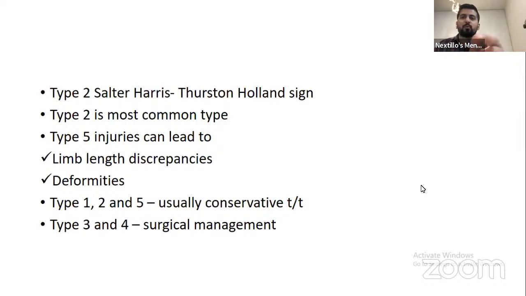Now, type 1, 2, and 5 are usually managed conservatively, because 1 and 2 can be managed by simple conservative management by slab application. Type 5 are the crush injuries and we cannot do anything about it. Now type 3 and 4, in which there are separations of the fractures, we can manage by reduction and fixation with K wires.